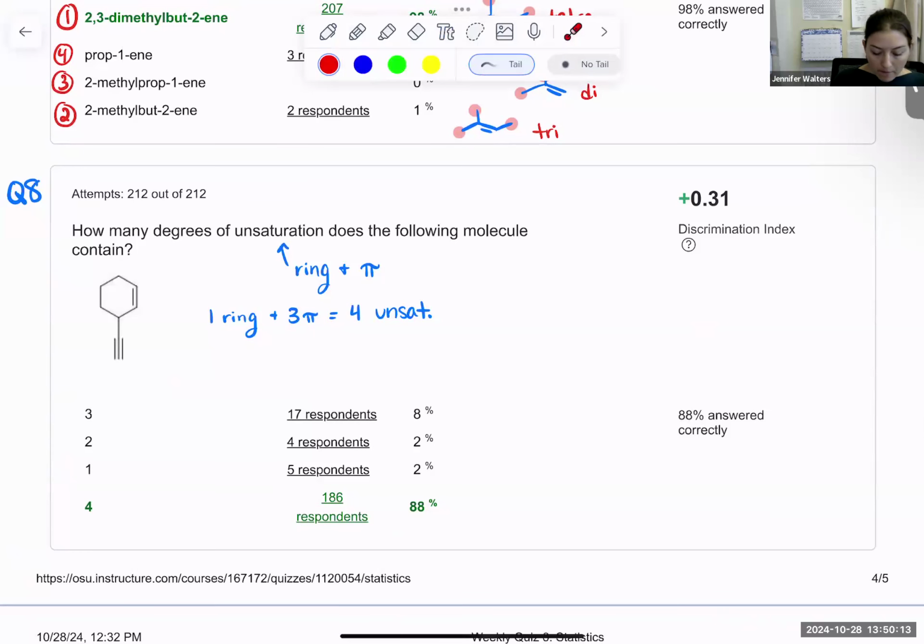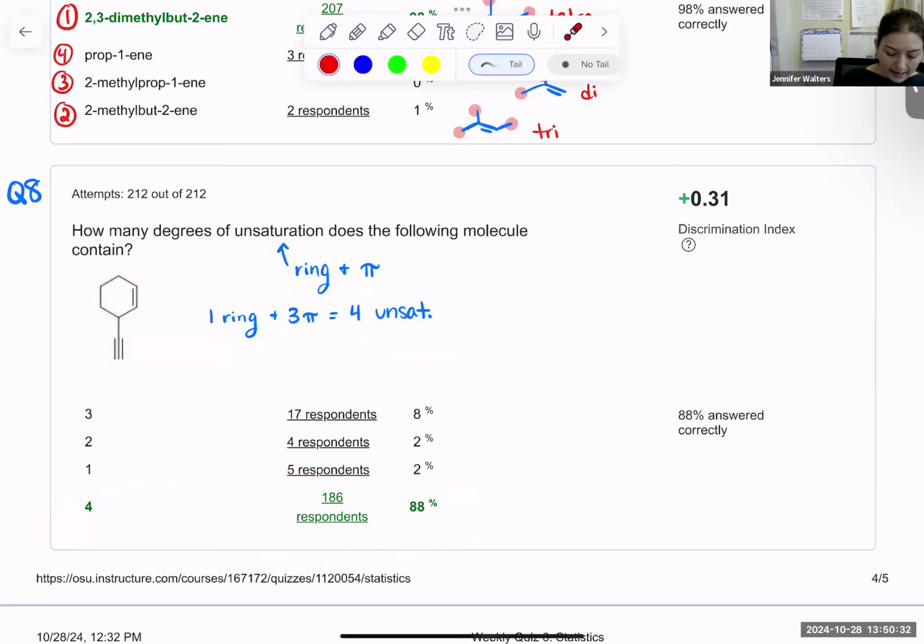Question 8, how many degrees of unsaturation does the following molecule contain? All right, well, we got to remember each unsaturation is represented by a ring and a pi bond. So for this molecule, I see 1 ring and I see 3 pi bonds. So 1 plus 3 is 4. There are 4 unsaturations.